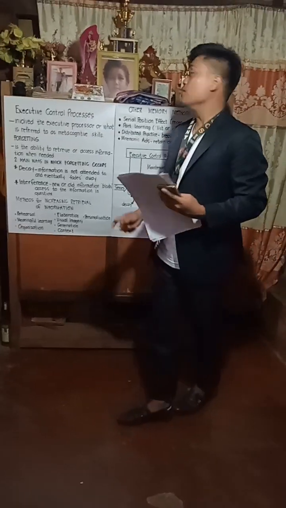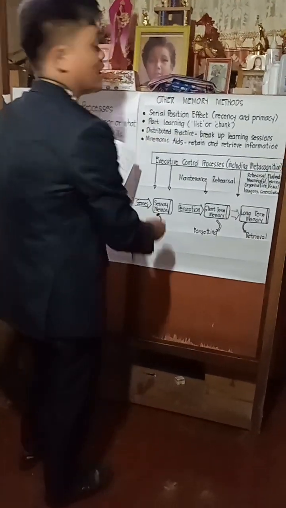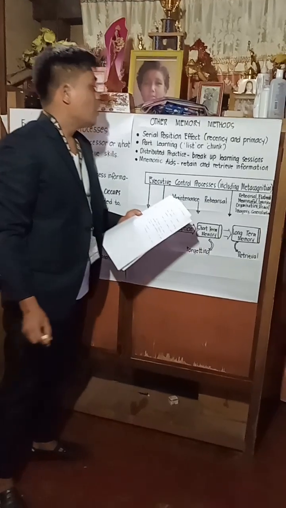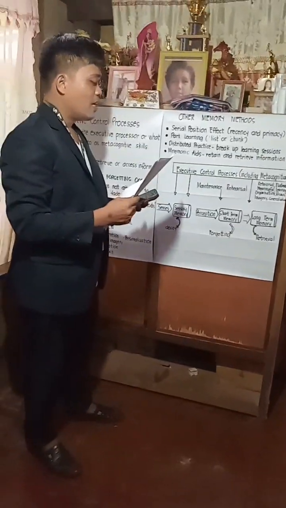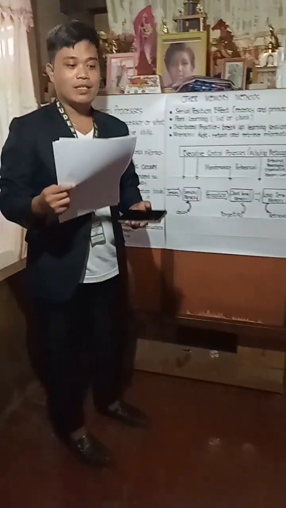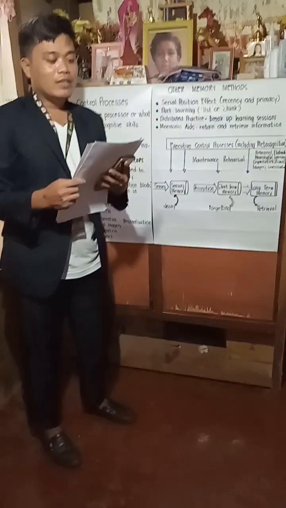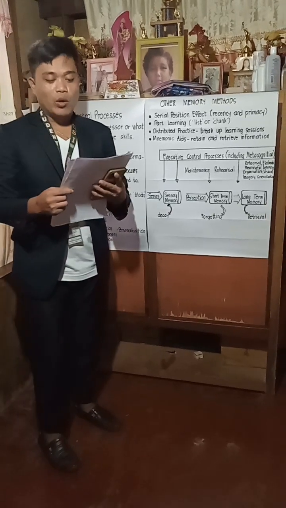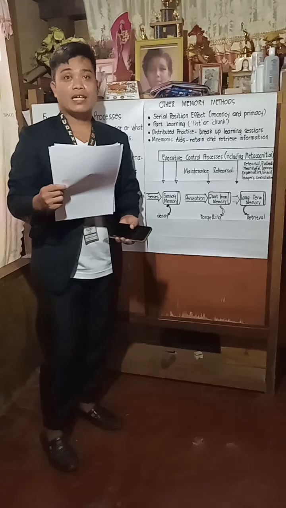And now we move to the other memory methods. In other memory methods, we have here the four methods: serial position effect, which includes recency and primacy, then part learning, third distributed practice, and the last is mnemonic aids. In the serial position effect, recency and primacy, people tend to remember the beginning and end of a list more readily.